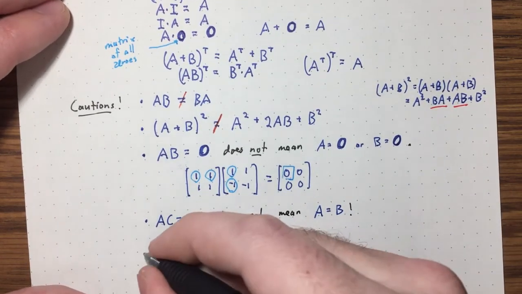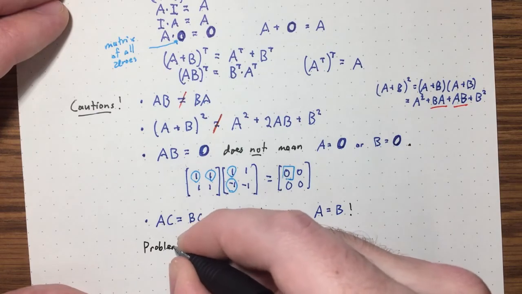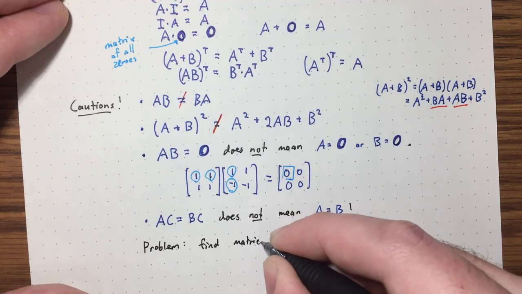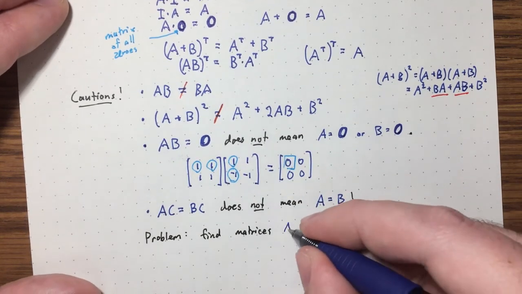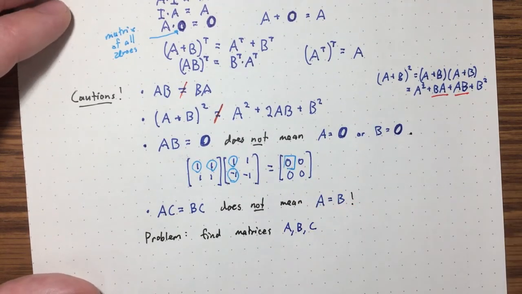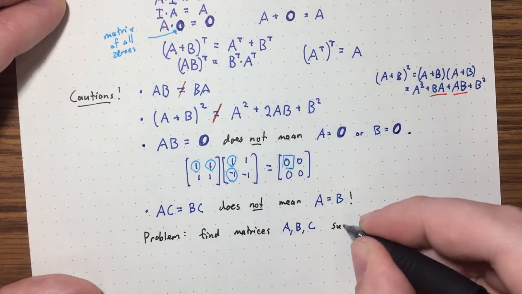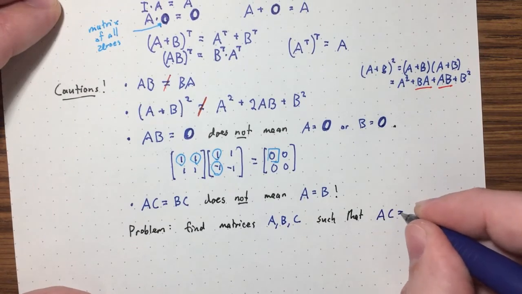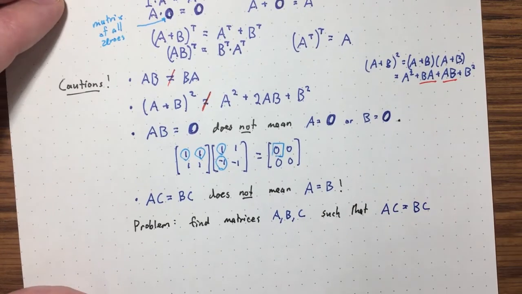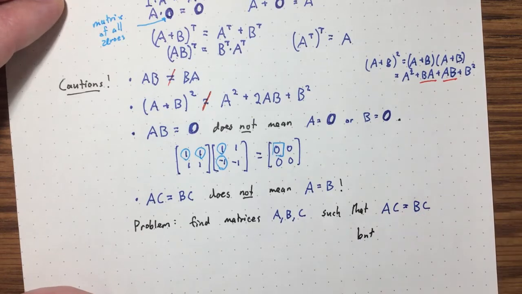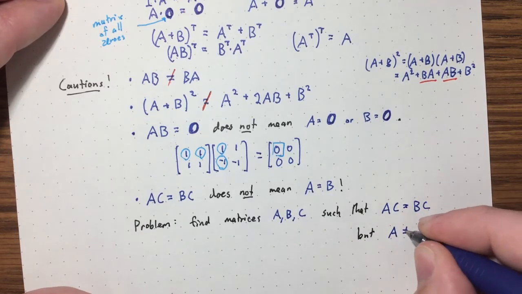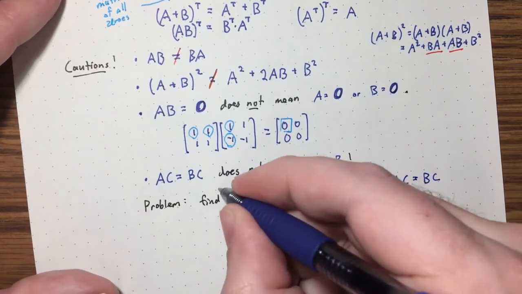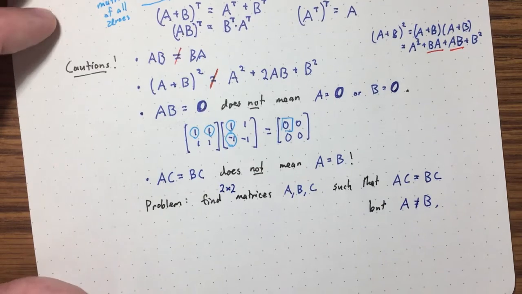And rather than give you an example, I'll leave this as a problem for you. This is a fun one to try. So problem, find matrices A, B, and C, just by sort of playing around with it, such that AC equals BC, but A is not equal to B. They're different matrices. Okay. And you can actually just do this all with 2 by 2 matrices. So try doing it with 2 by 2 matrices.